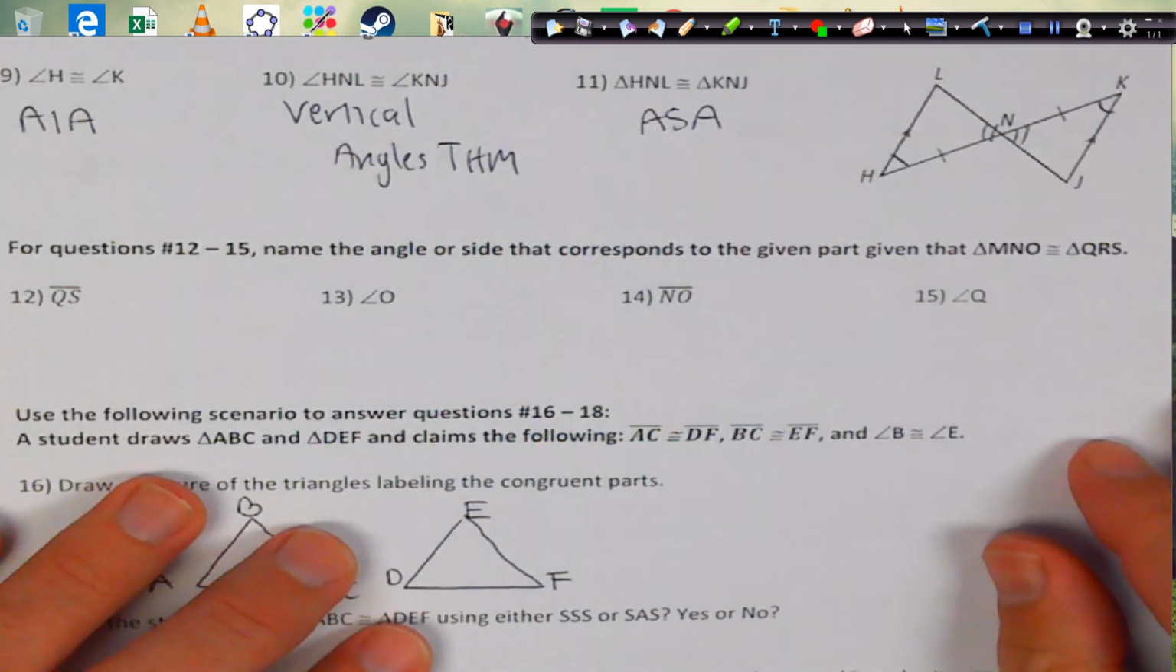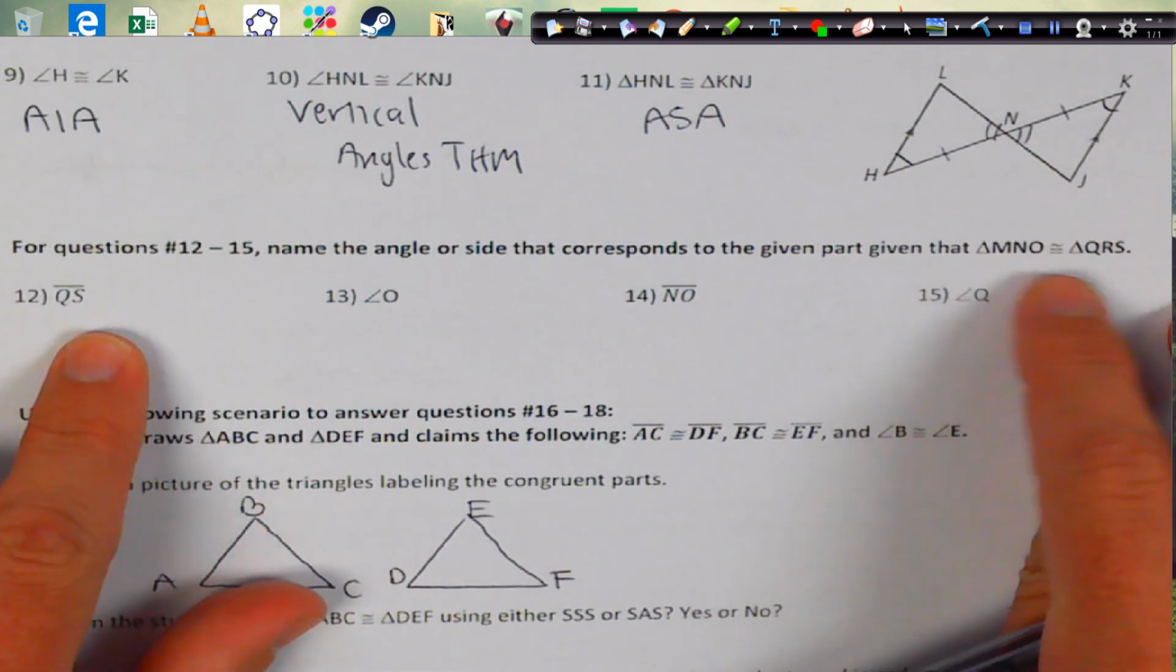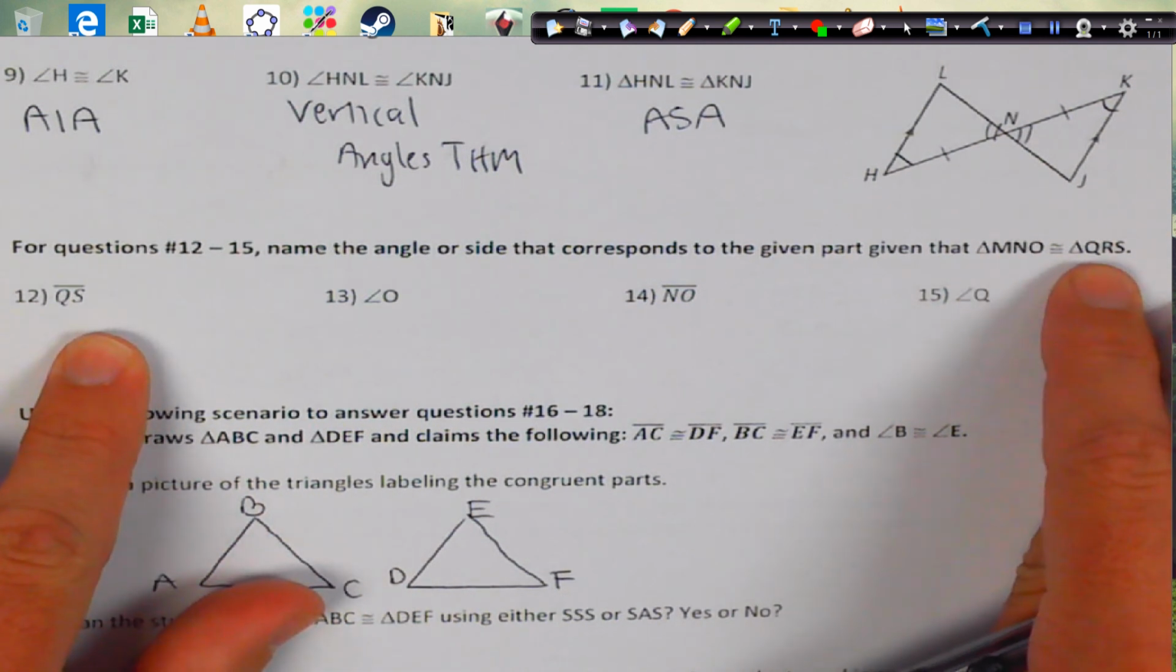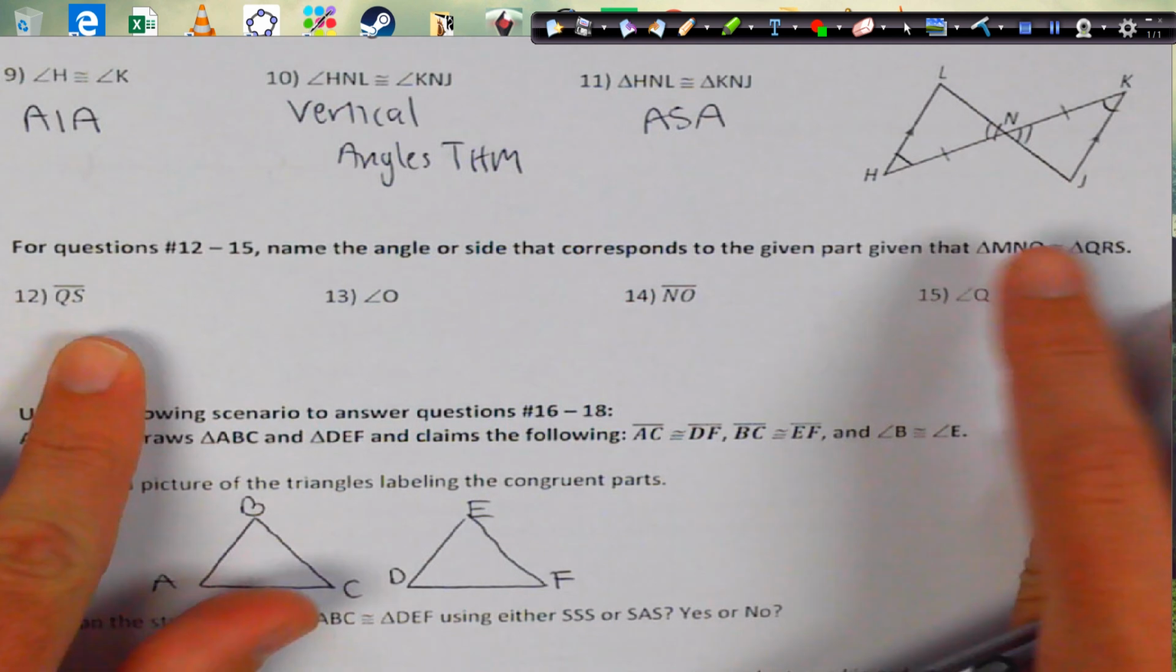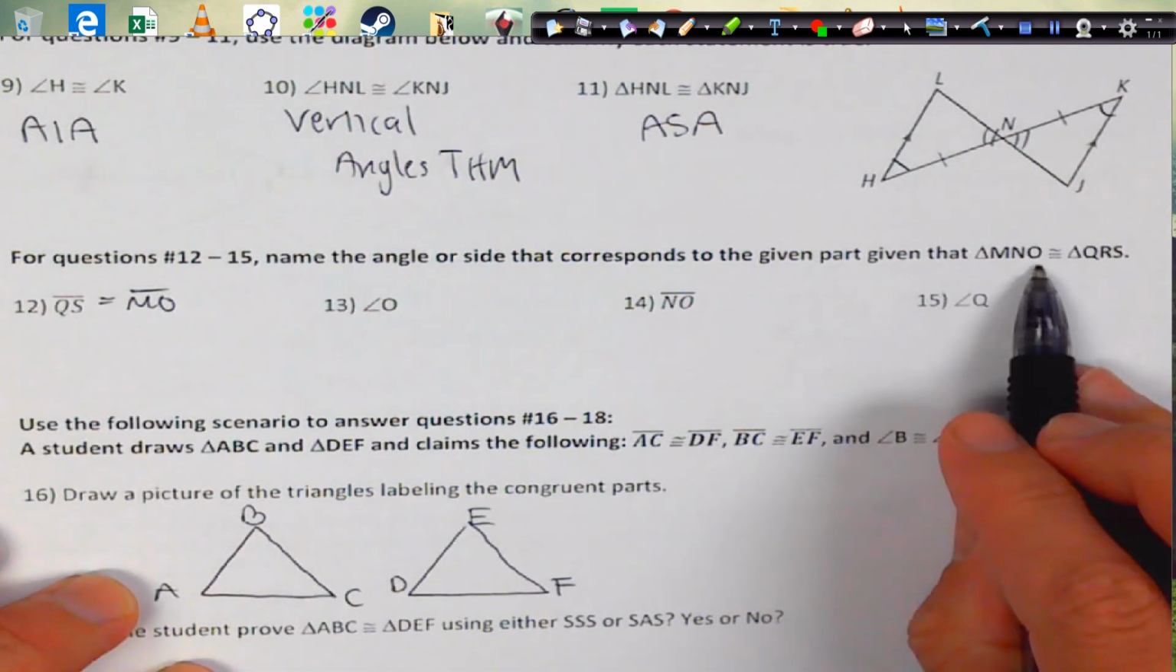Name the angle or side that corresponds to the given part. So this is our congruency statement. QS is the back, so Q and S is the front and last letter. So it's going to match up with MO. Angle O matches up with S.